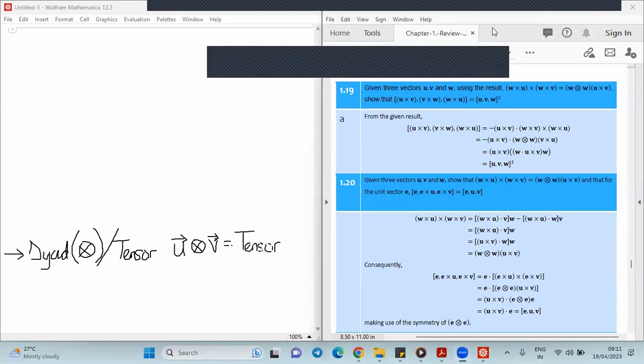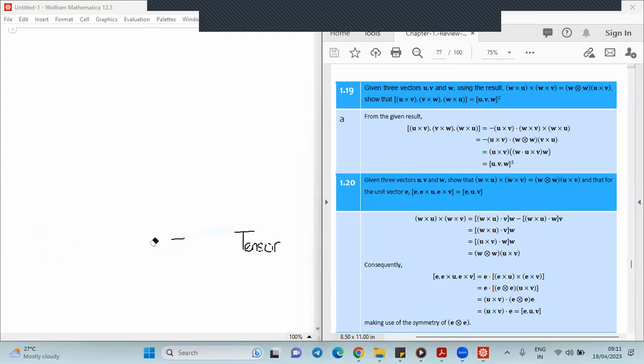So question 1.19 is saying that given three vectors, U, V, and W. If you read through this particular book or document, you will notice that scalars are represented by small letters, but they are not bold. They're just regular small letters.